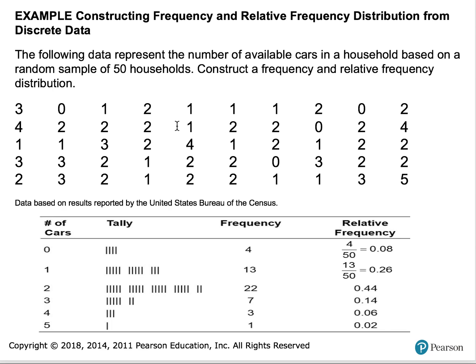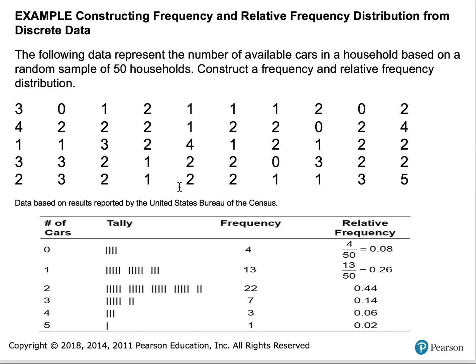All right. So here's an example. And we're still constructing frequency distributions and relative frequency distributions. It's just our data may look different. So the following sample represents the number of available cars in a household based on a random sample of 50 households. Construct a frequency and a relative frequency distribution.